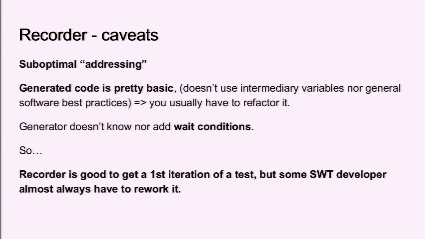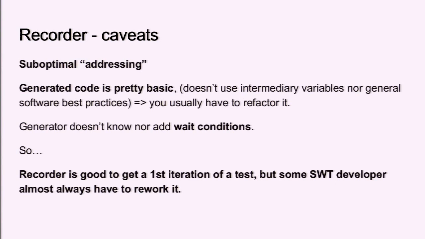A few caveats about the recorder. A recorder is nice, it's very fancy, it's nice to demonstrate, it's very short and so on. There are some things that are conceptually wrong with a recorder that you need to be aware of before using it. First is the suboptimal addressing. Here it was easy, the menu was the only one with this name, and it could use the name and so on. Sometimes you may be in situations where you have a button which has no label, or you just don't want to use the label identifier, you want to use the index or something else.